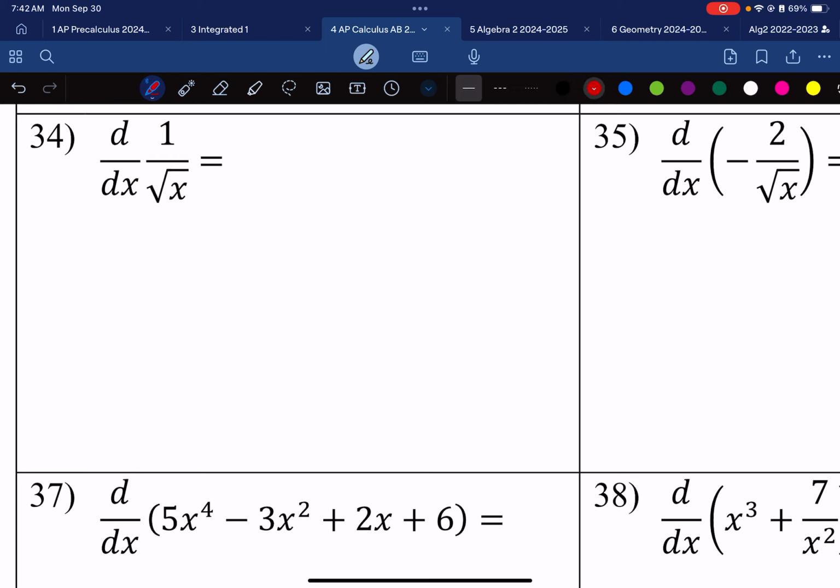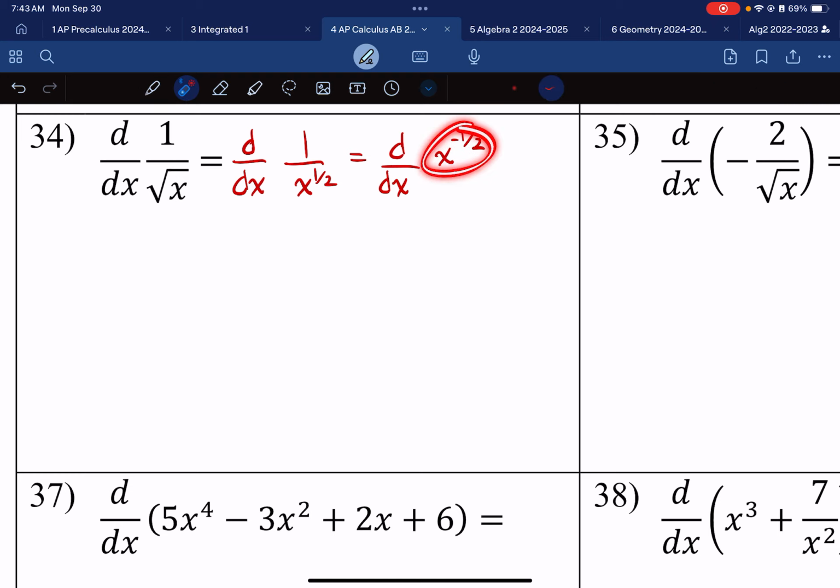So the first thing I'm going to say, this is the same thing as the derivative with respect to x of 1 over x to the power of positive 1/2. So I got rid of the radical. Perfect. But now I have a fraction, so I need to do this again. I haven't taken the derivative yet. I'm still rewriting d dx over and over until I actually take the derivative. And this is the derivative with respect to x of x to the power of negative 1/2. Now that I've rewritten it in the correct form, now I can use the derivative and write the problem.